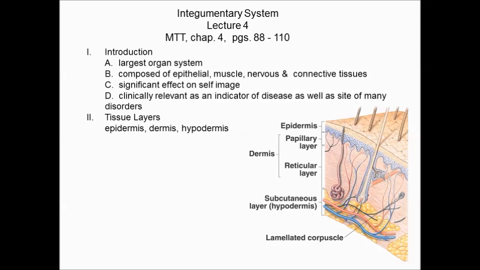Number 3: you would expect to find simple cuboidal epithelium lining. Another way to ask questions about this is, where is this tissue found? So where would you find simple cuboidal tissue?